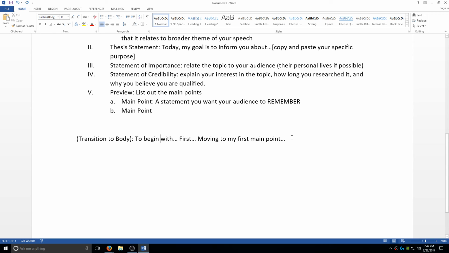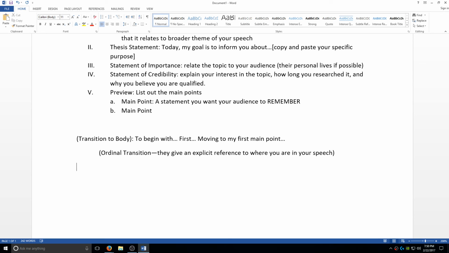These transitions should be ordinal, which means they give an explicit reference to where you are in your speech. So people know that you're on your first main point because you told them explicitly, either saying moving to my first main point, or first, or to begin with. Everything here tells you that we're on the very first thing that you want to talk about. Okay. And then we move on to the next page.